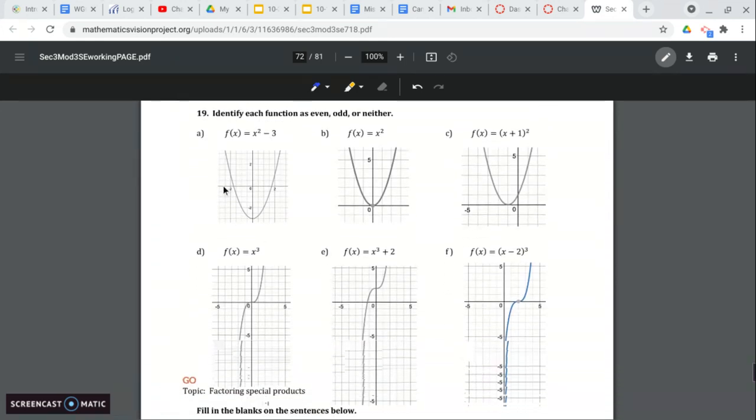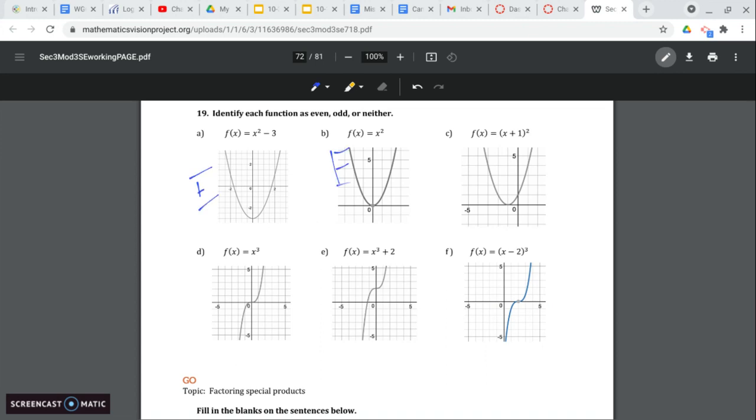So if we look, these are all parabolas. Their end behavior would all be positive infinity. These are cubics, so one's going off in either direction. So these are all even functions. This is even, even, even. This is odd, odd, odd.